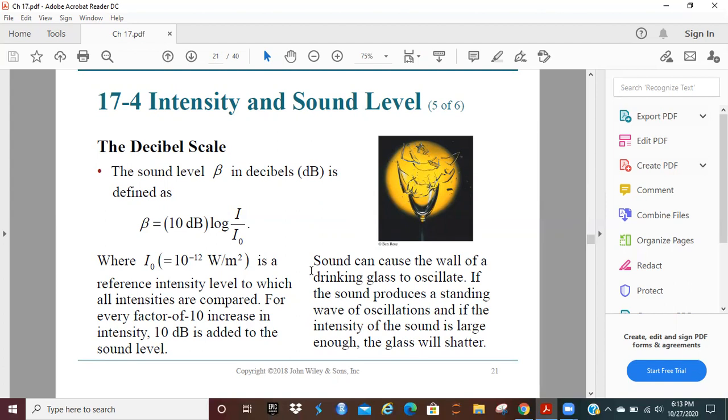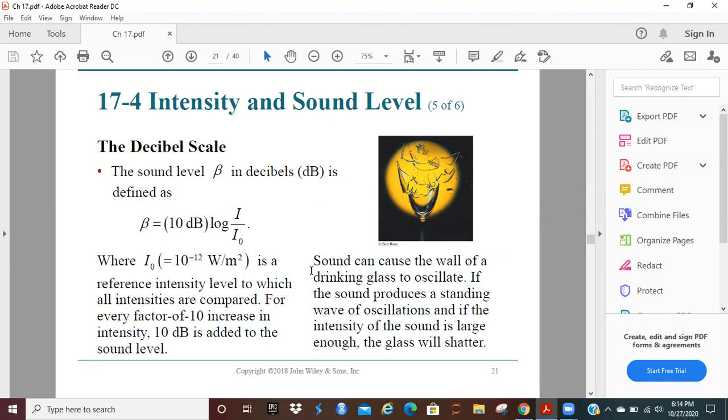That level is about the level where human hearing can start to detect sound. It's around that particular level. So for every factor of 10 increase in intensity, 10 decibels is added to the sound level.